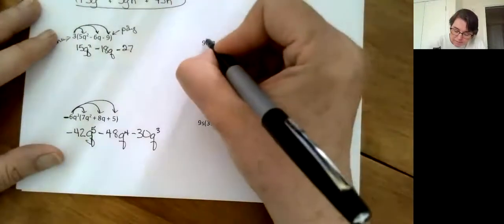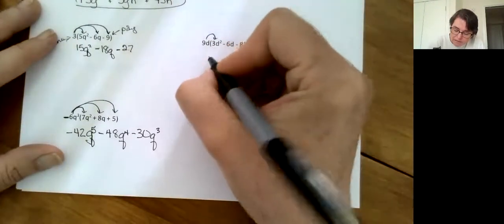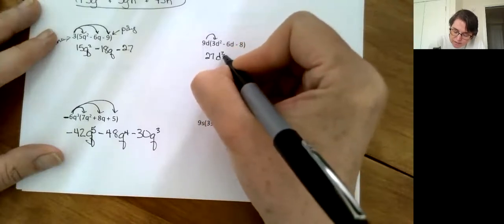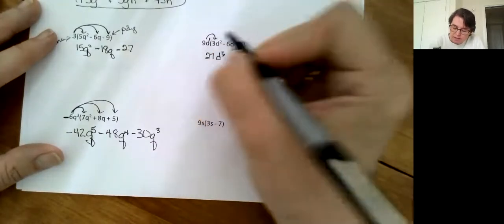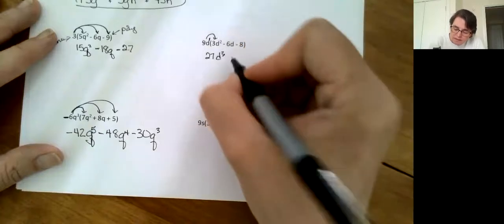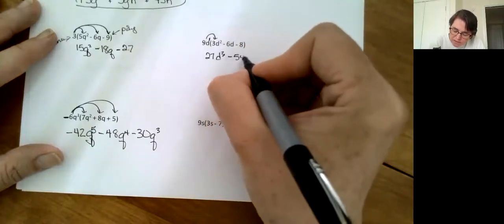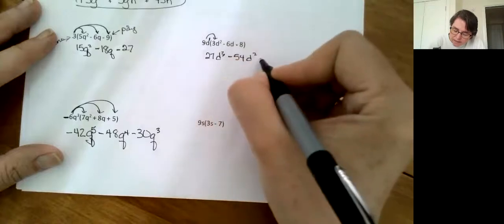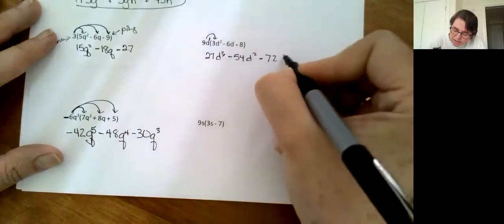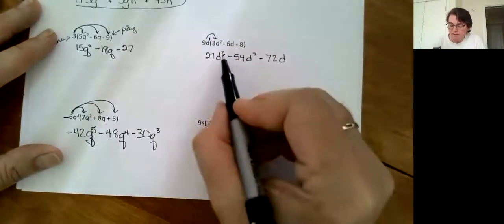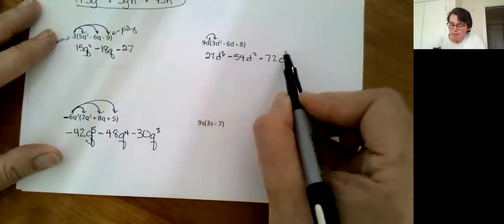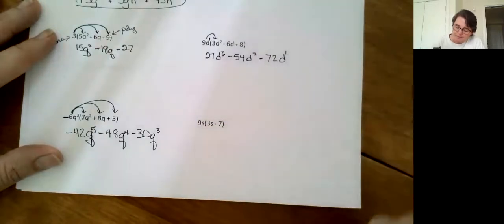All right, here we go. 9 times 3 is 27 d squared, whoopsies, d cubed, right, because there's an understood 1 there. 9 times 6 is minus 54 d squared. 9 times minus 8 is minus 72 d. Done. That's cubed. That's squared. That's just a plain d to the first power, so you can't put anything together.